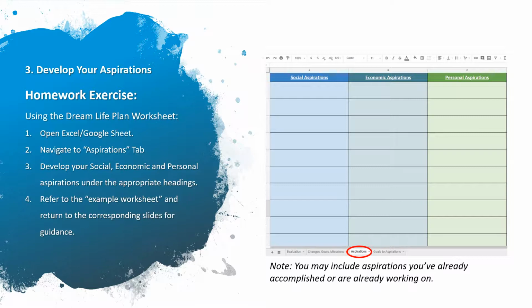Again, all these aspirations are subjective. They're all dependent on your identity and where you want to be in life. You define what greatness is for you. And don't forget to refer to the example sheet if you have any questions, and return to the corresponding slides for any guidance as well.